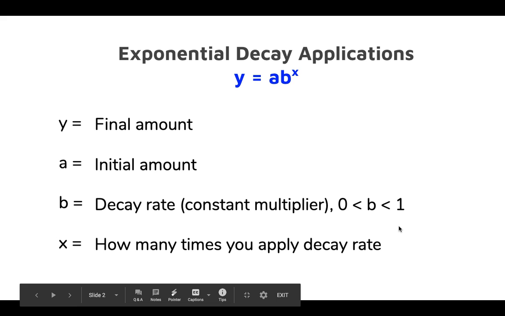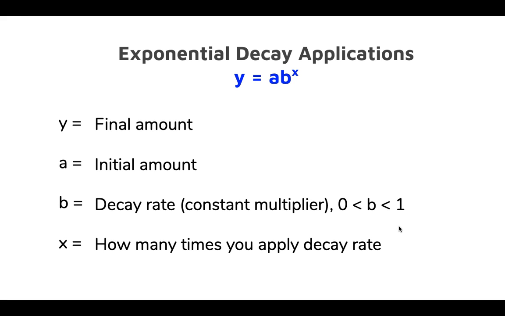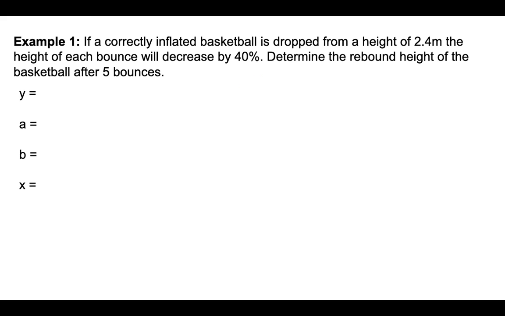So I'm going to do a few examples with you, and then you're going to go ahead and try it out with some practice questions. Okay, so example 1. If a correctly inflated basketball is dropped from a height of 2.4 meters, the height of each bounce will decrease by 40%. Determine the rebound height of the basketball after 5 bounces. Okay, so let's write down all of our 4 variables, y, a, b, and x, and we need to figure out what each of these is going to be from the information in the question.